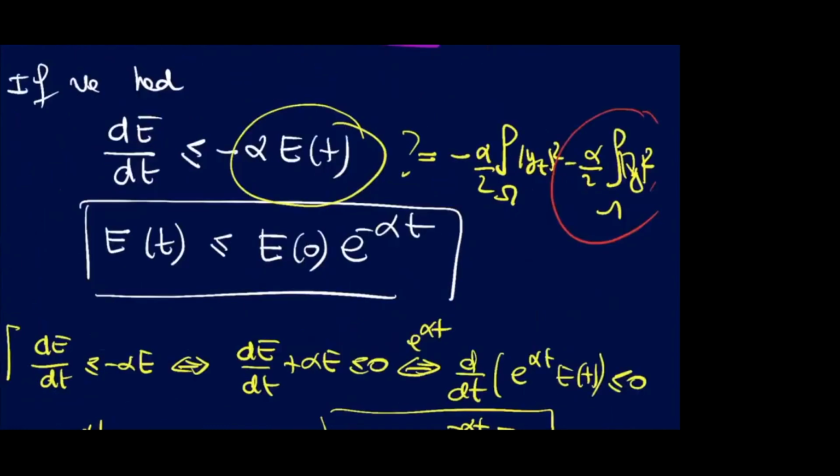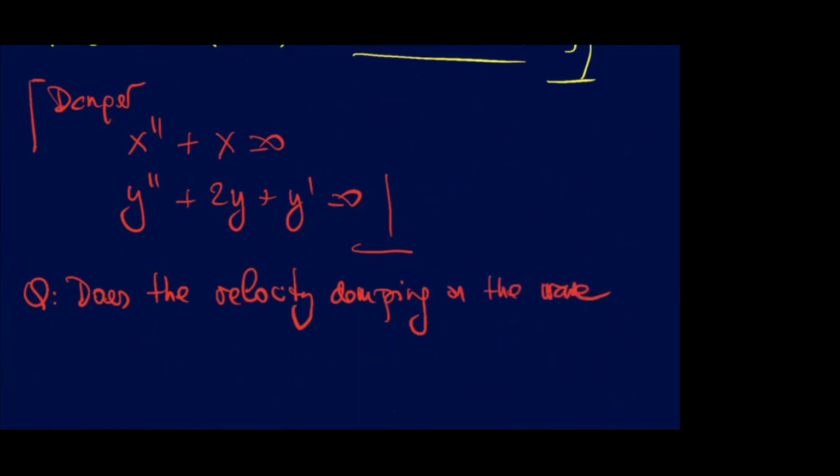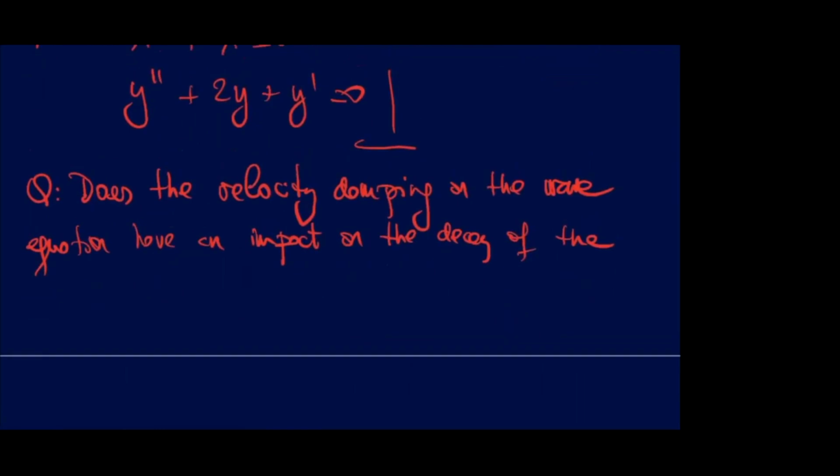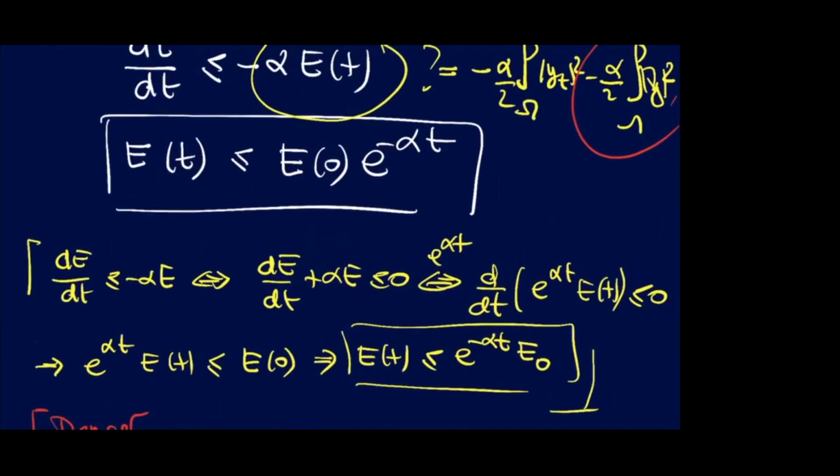So the question, which is very important from a mechanical perspective, is: does the velocity damping on the wave equation have an impact on the decay of the potential energy as well? Well, this is not so obvious, right?